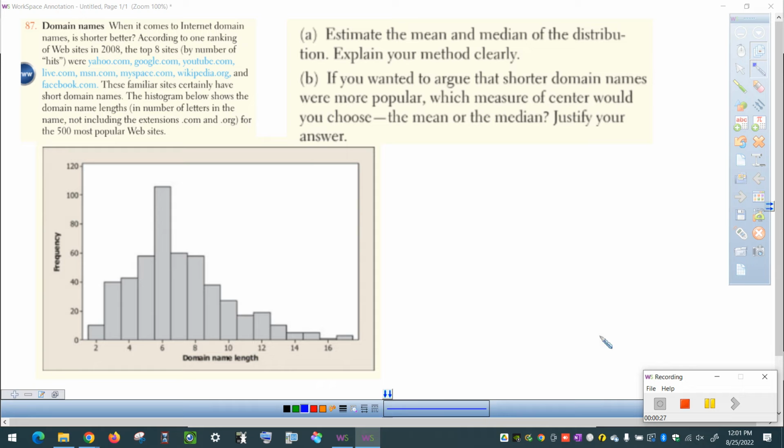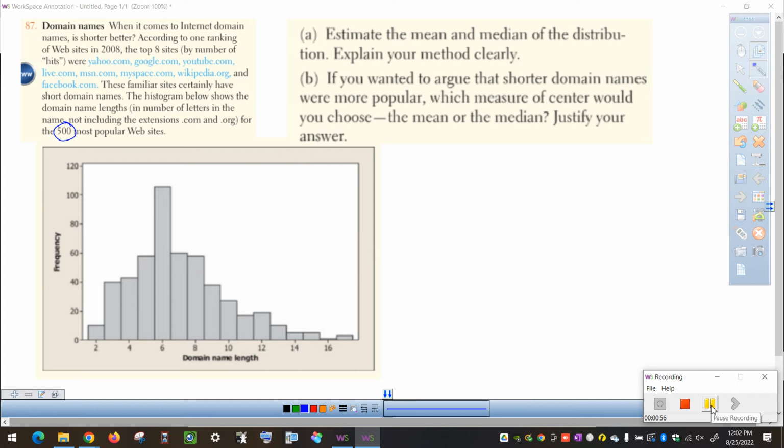Now the histogram below is showing the domain name length in number of letters, not including the extension .com or .org. And this is for the 500 most popular websites. So I'm going to make note of that here, that these should add up to 500 altogether. In part 8, it wants us to estimate the mean and the median of the distribution. So here's how we can do that from a histogram.